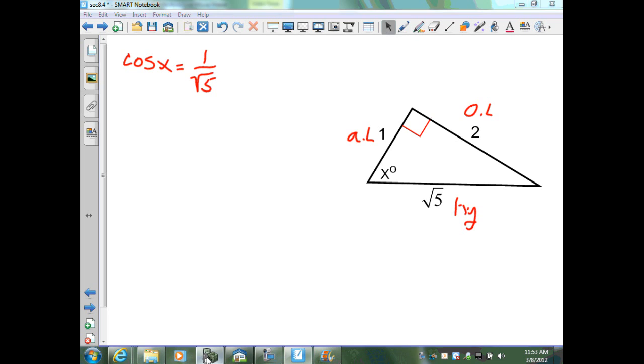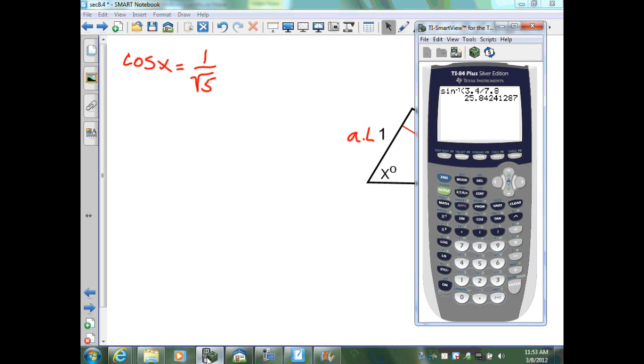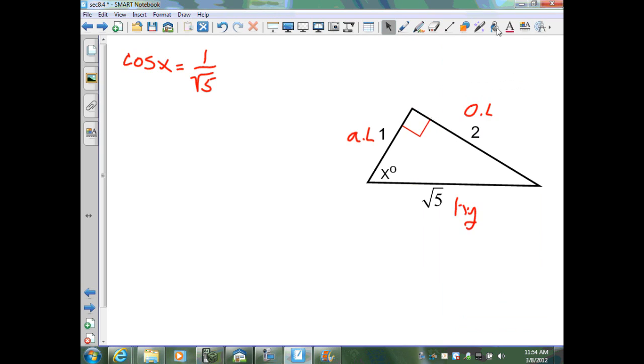Substituting that into my calculator because that's an angle. Second, cosine, 1 divided by, for square root, I press second and the x squared symbol for the square root of 5. And then I close the parenthesis, enter. I get 63.4 degrees, or round to 63 degrees.